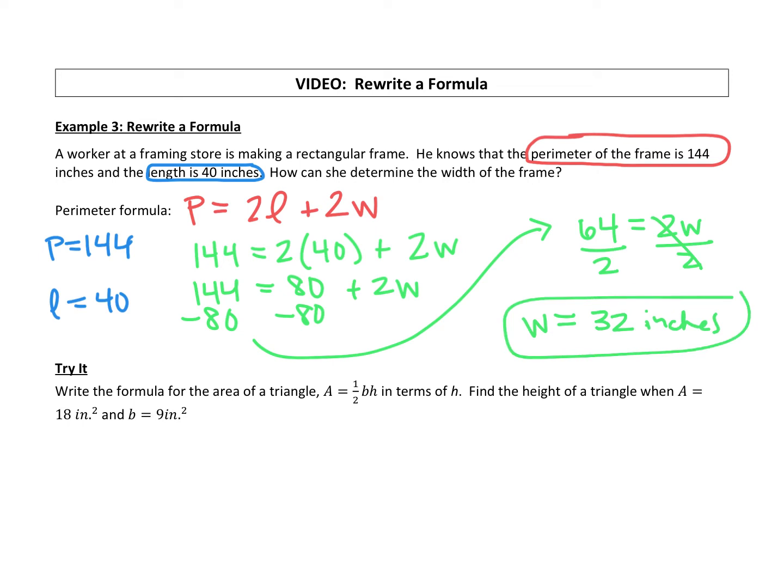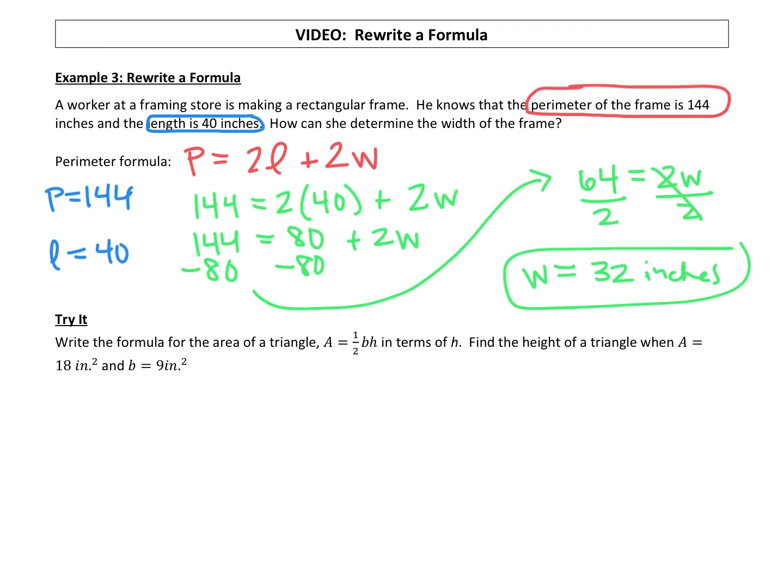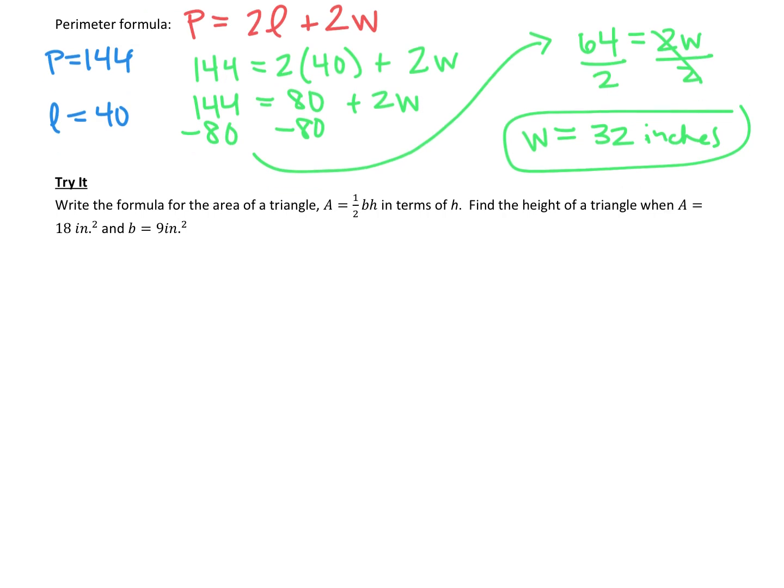All right, well, that wasn't too bad. Let's take a look at our try it. Sometimes these are a little more challenging. It lets us deepen our thinking a little bit, which is good for learning math. Write a formula for the area of a triangle. A equals 1/2 BH. I'm going to go ahead and write that down in terms of H.